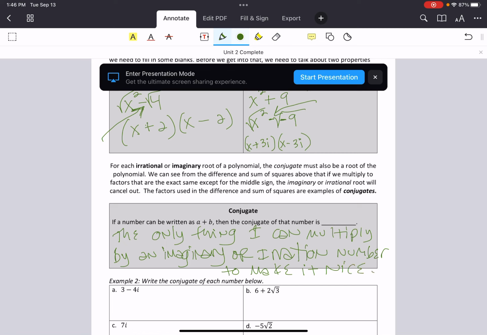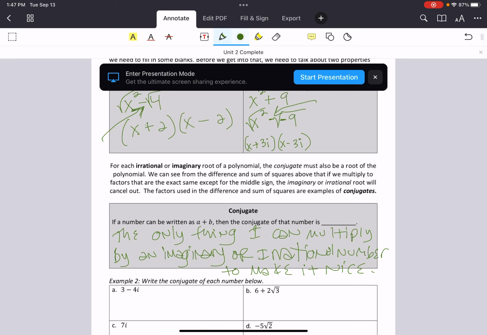Well, I was going to put "to make it rational or real," but I didn't think I had enough room to write that. There's only 4 letters here, and rational and real is a lot more than 4 letters. But irrational numbers are already real. I spelled that wrong. But you guys get it, obviously, right? Make it nice, okay? This is what a conjugate is.